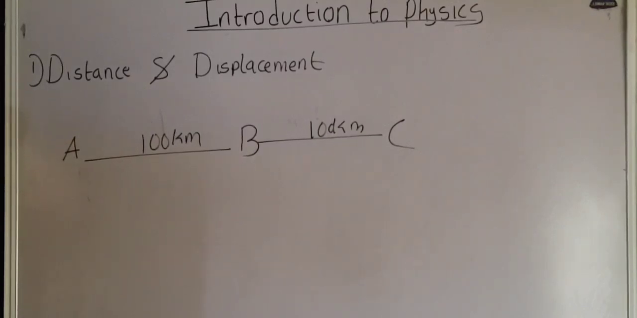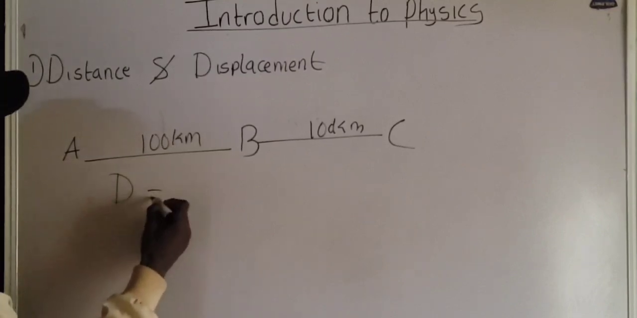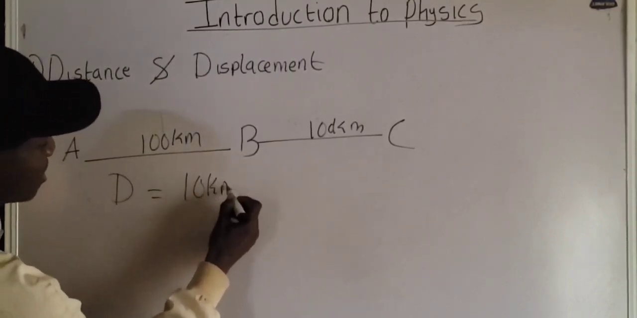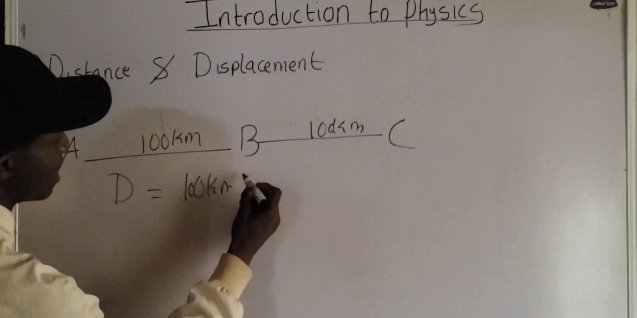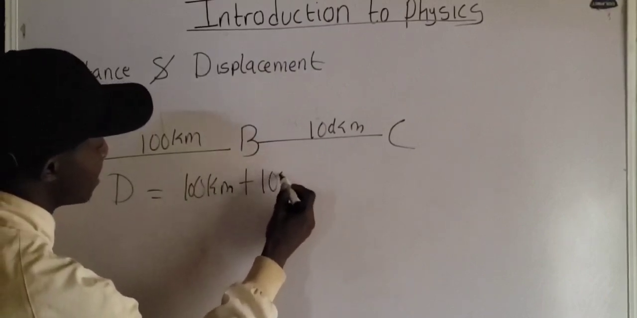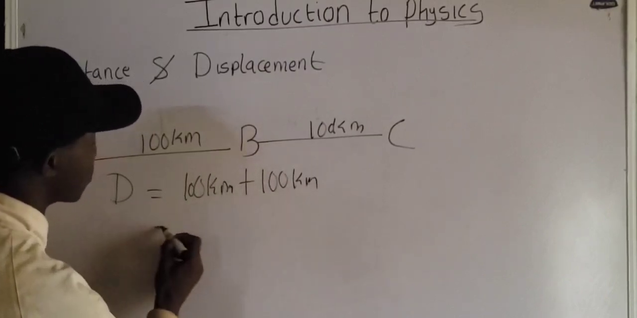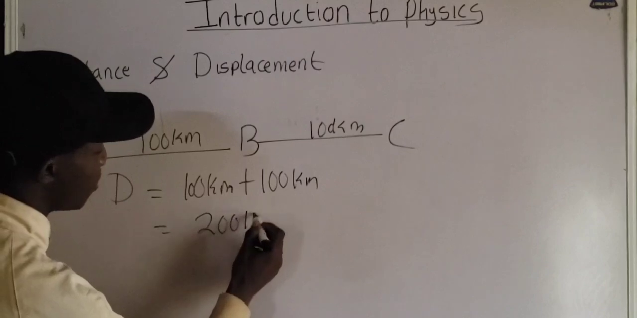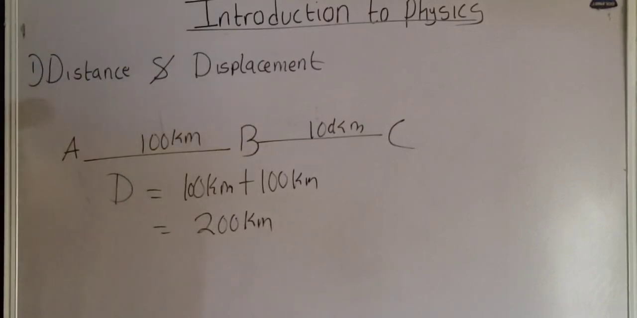So the total distance here is what? 100 kilometers plus 100 kilometers, which equals 200 kilometers. So the distance tells us the total length traveled by an object. The distance is how far the object is traveling.